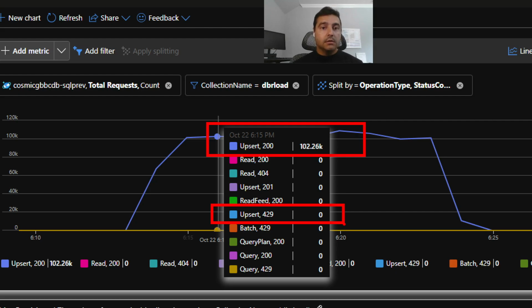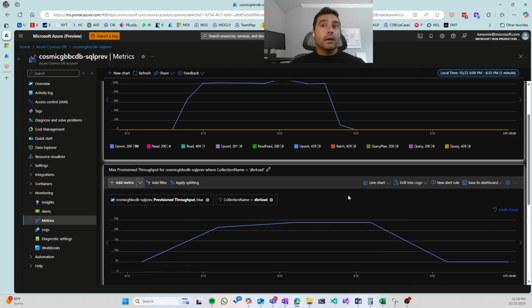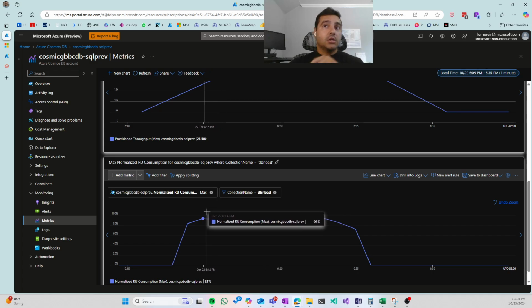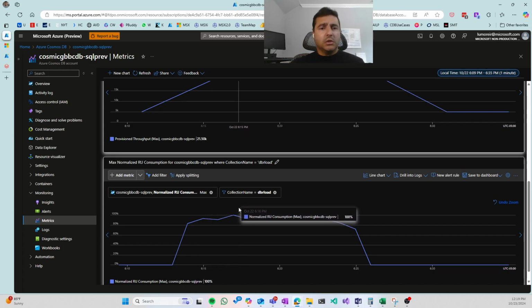I'm using some of my budget in terms of RUs, but I can still accommodate other requests that may land in Cosmos DB, on that specific container, at the same time. So looking at 100% RU utilization in this scenario is not something bad. On the contrary, it looks like a great workload to me.